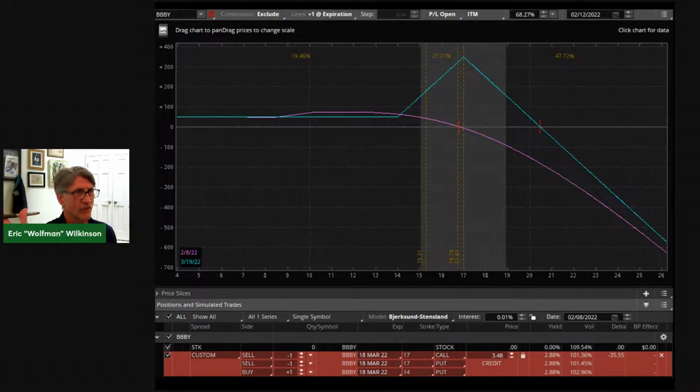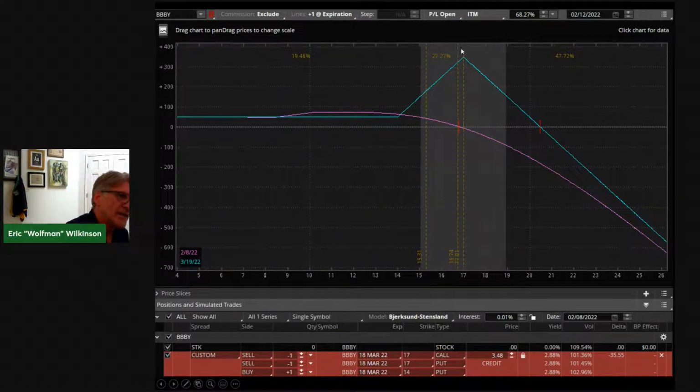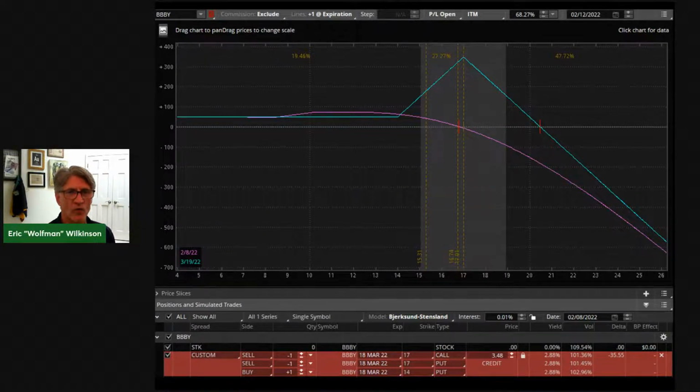Because it was $4.20 some odd cents, right? So I had to buy one. It limited my profit, but it also increased my reward, being that my risk versus my reward is much better than it was with the straddle, right?